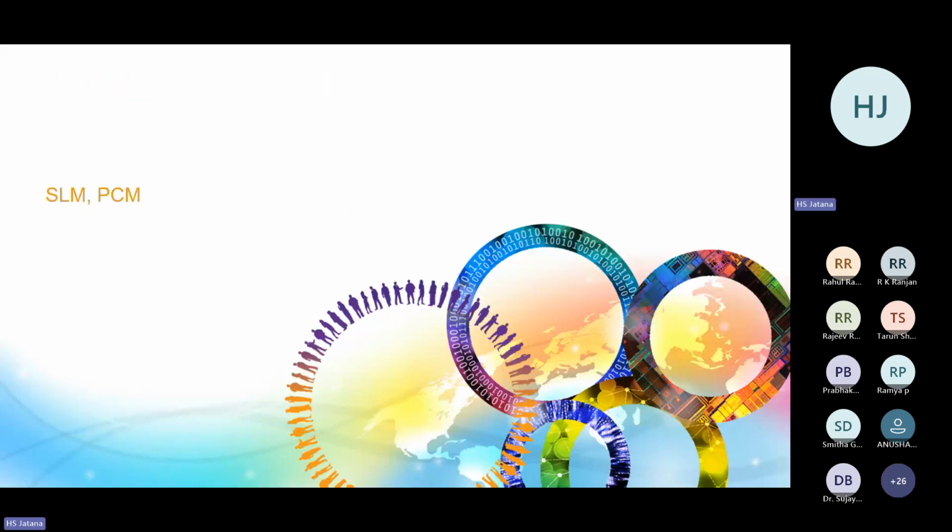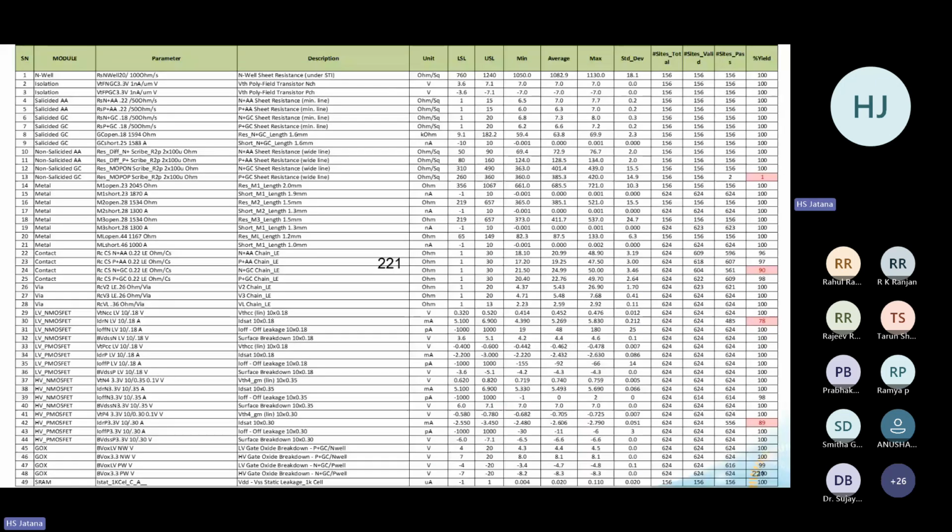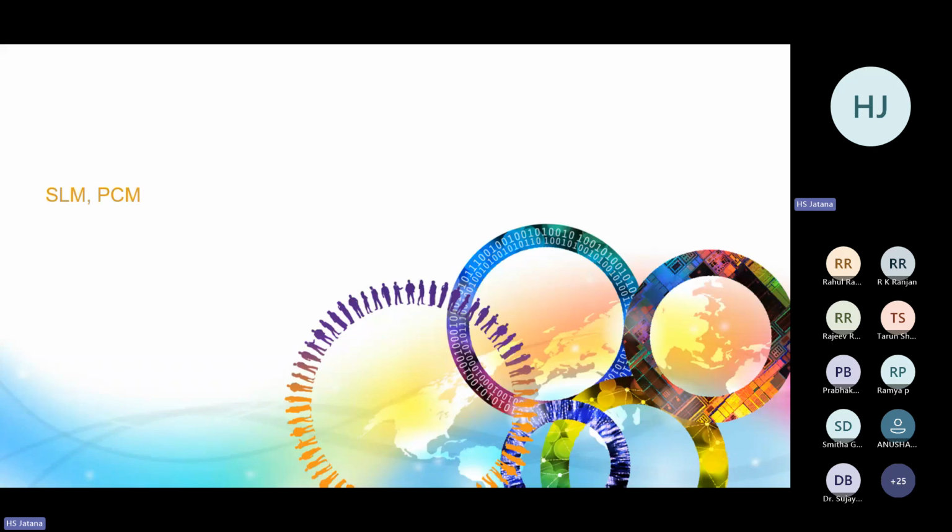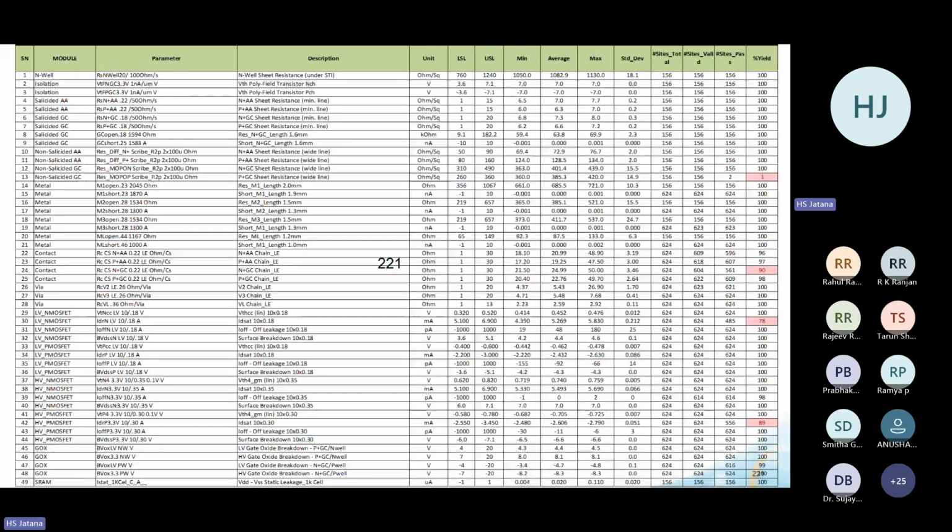This is another thing. As I told you, when a batch is processed, how do you know whether you have processed the batch as per the limits? So there are test structures, and those test structures are put in the SLMs. That is why they are known as scribe line monitors. And the various parameters of those test structures are measured. There are 200 different test structures we put, and they are measured in a wafer.